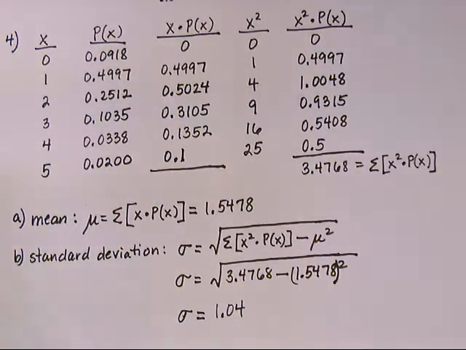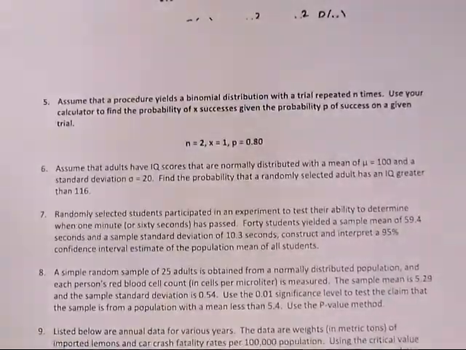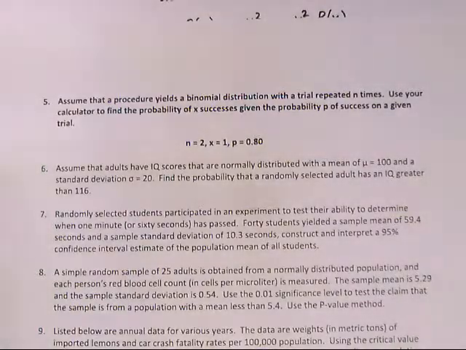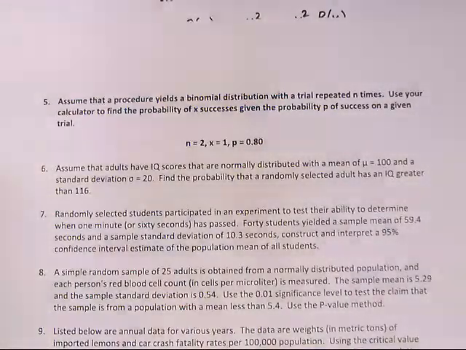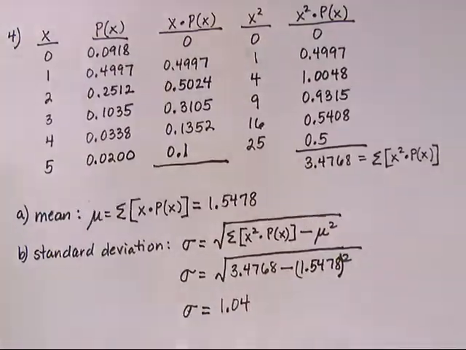Okay, now problem number 5. Notice that it's in bold print, so you'll be able to use one of the probability commands on your graphing calculator. It says here, assume that a procedure yields a binomial distribution with a trial repeated n times. Use your calculator to find the probability of x successes given the probability p of successes on a given trial. Alright, in this case, I'm going to do it on the TI-83 and the TI-84.